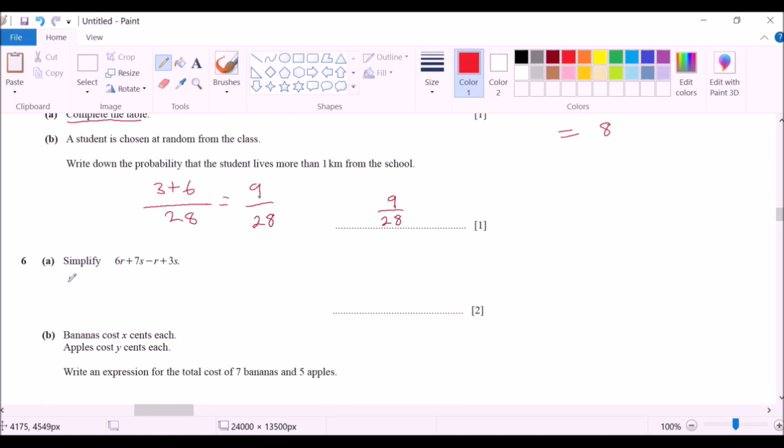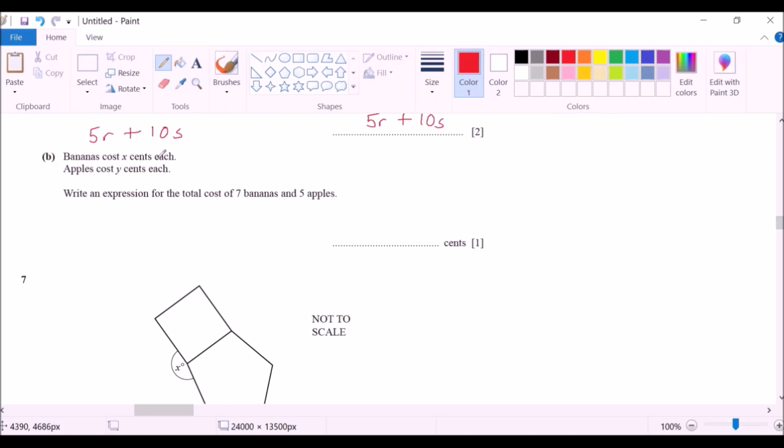Simplify 6r plus 7s minus r plus 3s. So we collect like terms, 6r and minus r, plus 7s plus 3s. Remember, a term moves with its sign. So when we are rearranging, let's not forget the sign. 6r minus r is 5r, plus 7s plus 3s is 10s. So this will be 5r plus 10s. We cannot add unlike terms, so we'll just finish it there.